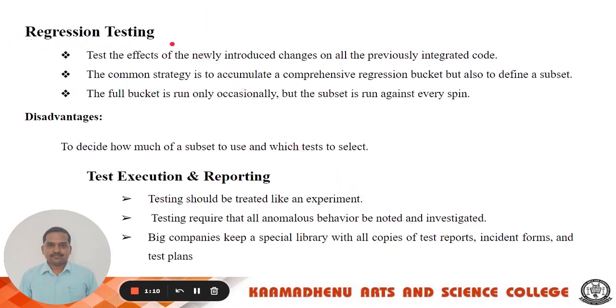Regression testing tests the effect of newly introduced changes on all previously integrated code. The common strategy is to accumulate a comprehensive regression bucket but also define a subset. The full bucket is run only occasionally, but the subset is run against every spin. The disadvantage here is deciding how much of a subset to use and which tests to select.